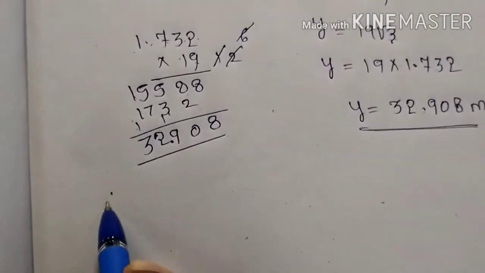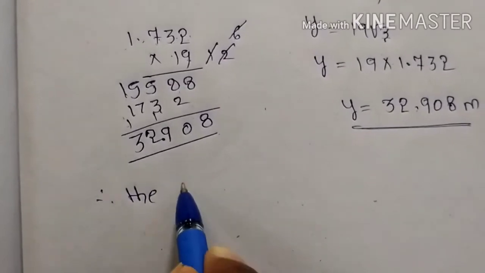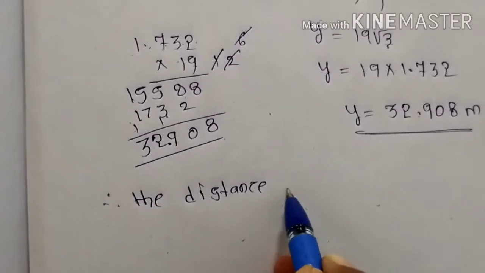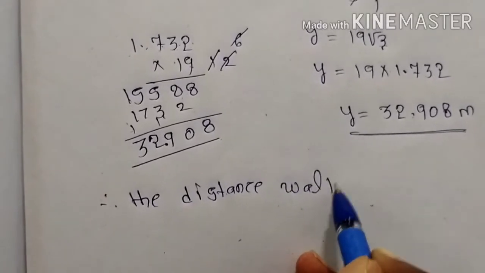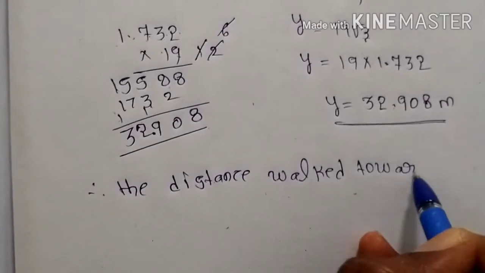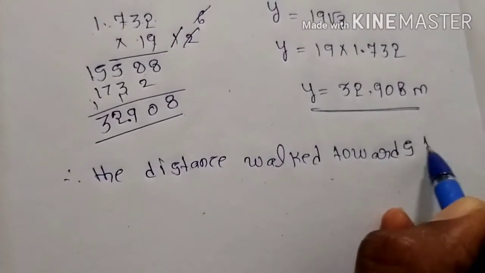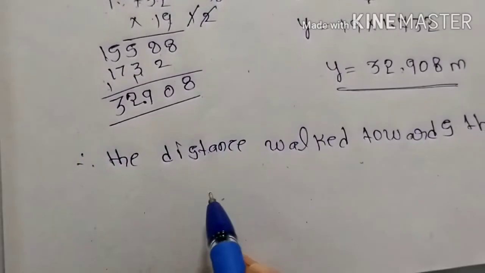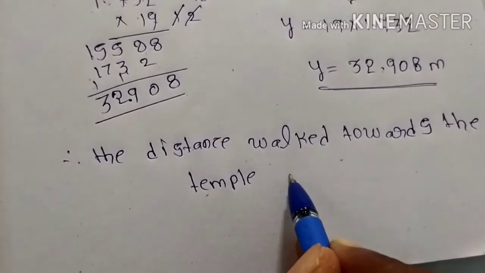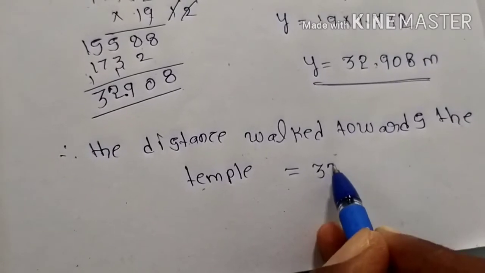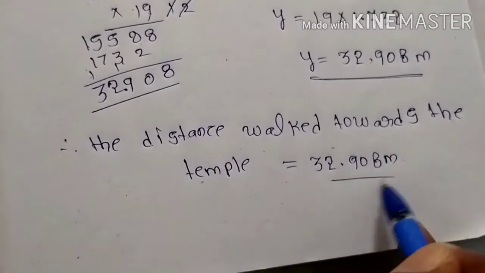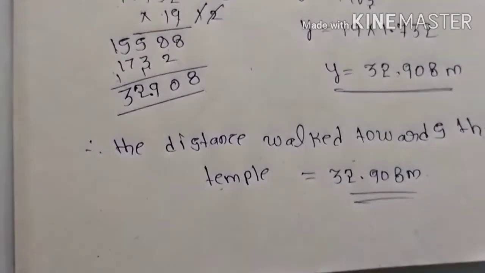Therefore, you can write here: the distance walked towards the temple is 32.908 meters. This is the solution.